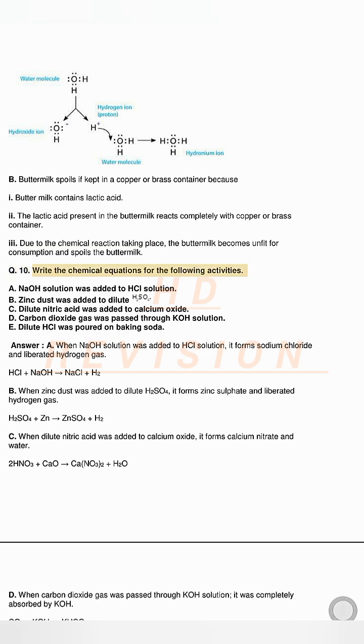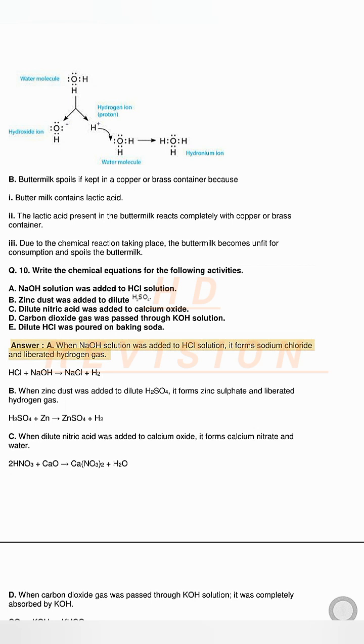Q10. Write the chemical equations for the following activities. A. NaOH solution was added to HCl solution. B. Zinc dust was added to dilute H2SO4. C. Dilute nitric acid was added to calcium oxide. D. Carbon dioxide gas was passed through KOH solution. E. Dilute HCl was poured on baking soda.